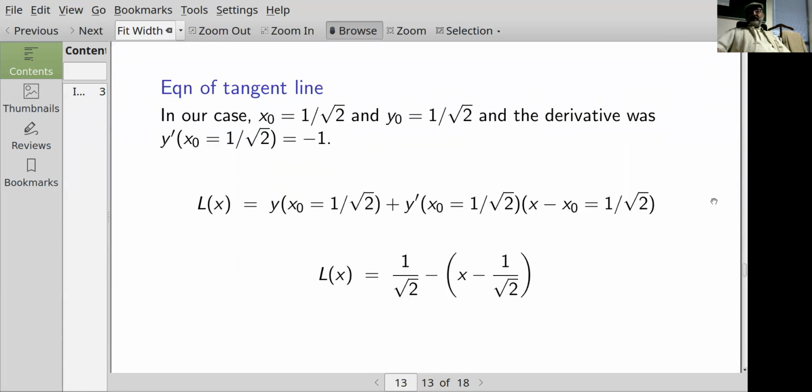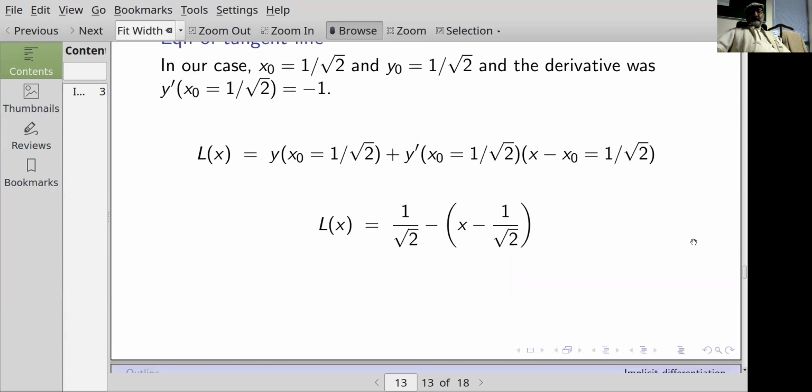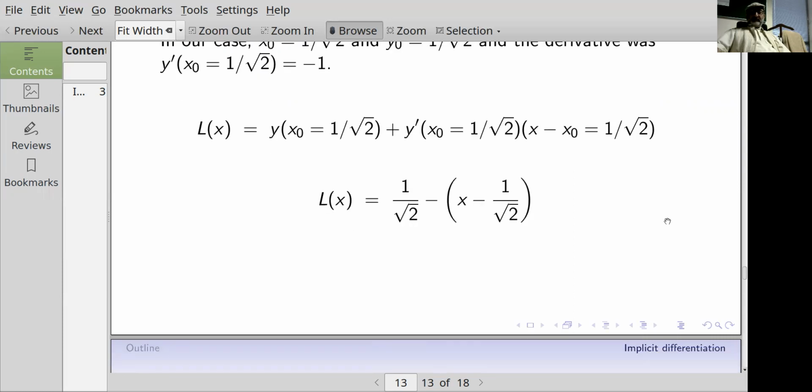Okay, so now we substitute all of these things that we were given or that we've calculated into the equation for the tangent line. So the equation of the tangent line is y at x naught equals 1 over root 2 plus the derivative when x naught equals 1 over root 2 times x minus x naught, which is 1 over root 2. So we get that L of x is equal to y, when x is 1 over root 2, y was 1 over root 2, plus the derivative we found was minus 1 times x minus x naught, which is 1 over root 2. That gives you the equation of the tangent line.